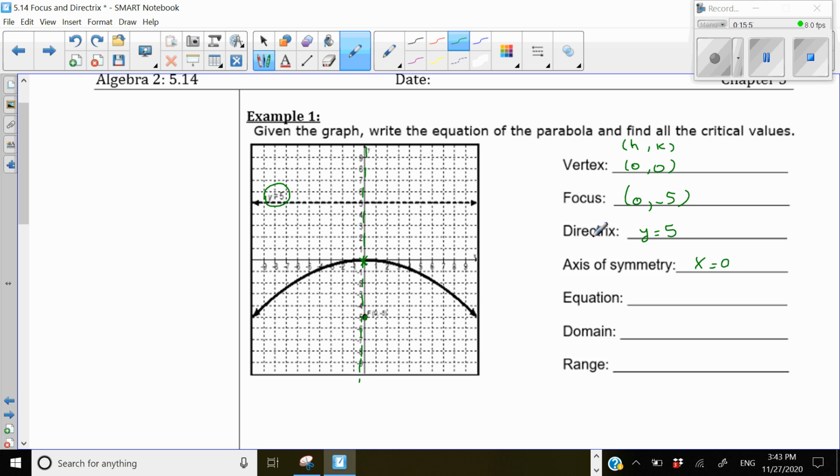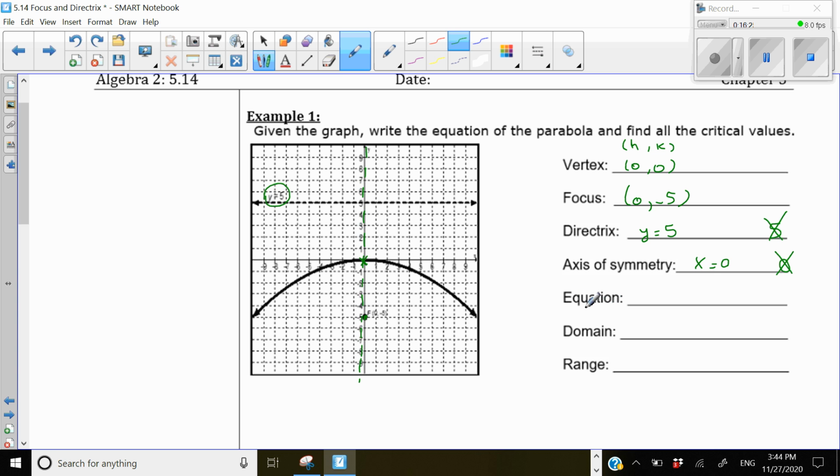Notice that if you want to write the directrix and axis of symmetry, you need to write them in equation form. So if you just write 5, that's not acceptable. Or if you just write 0, again, that's not acceptable, because these are just numbers and none of them represent a line. A line should be represented using an equation, not just a number.